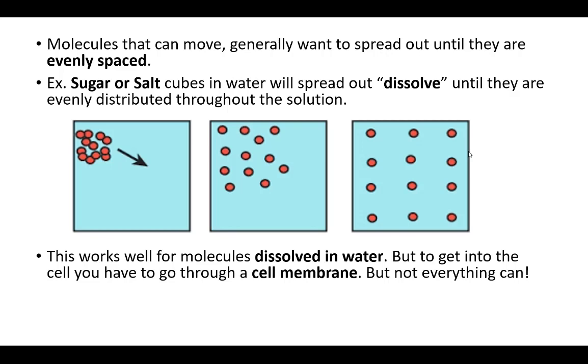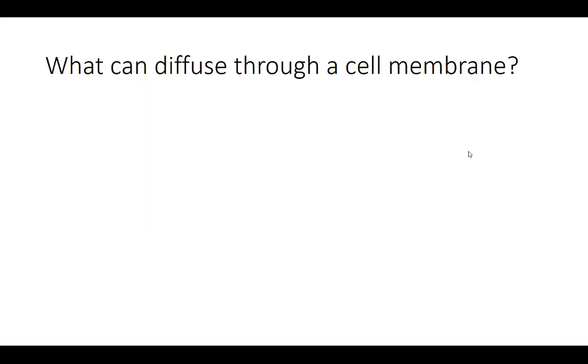Remember, a cell membrane is a phospholipid bilayer. It's two layers of lipids. And while some things can move through it, not everything can. That's why we call our cell membranes semi-permeable. Yes, things can move in and out, but not everything can.